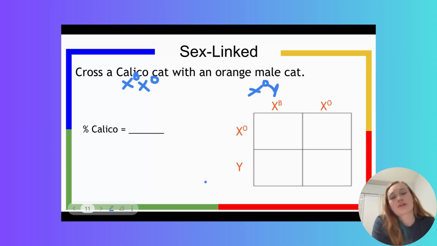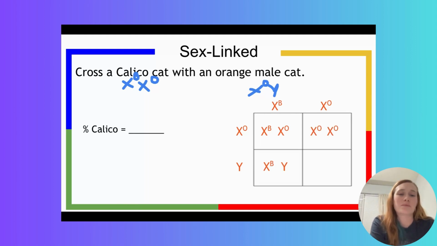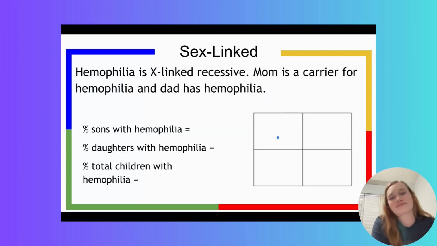All right, so now we're going to fill in our Punnett Square. So for our first one, we have XBXO, XOXO, XBY, and XOY. So if we look at that, out of all the children, how many of them here are calico? Well, he's orange, he's black, she's orange, she's calico. So it's 1 out of 4, which is 25%.